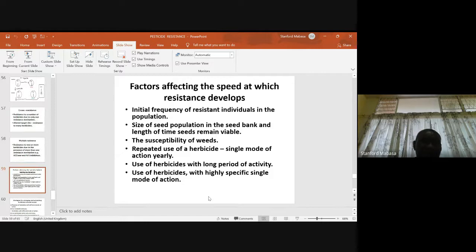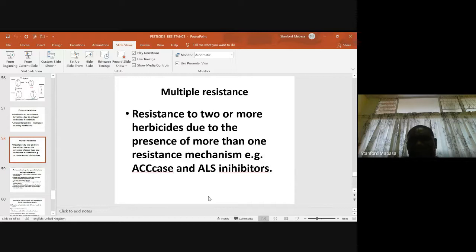So, what I've been trying to explain are the possibilities of how the herbicides become ineffective in some weeds which have developed their resistance. But as I have said, in Zimbabwe, we have not reported the herbicide resistance. But elsewhere, they have reported the herbicide resistance.